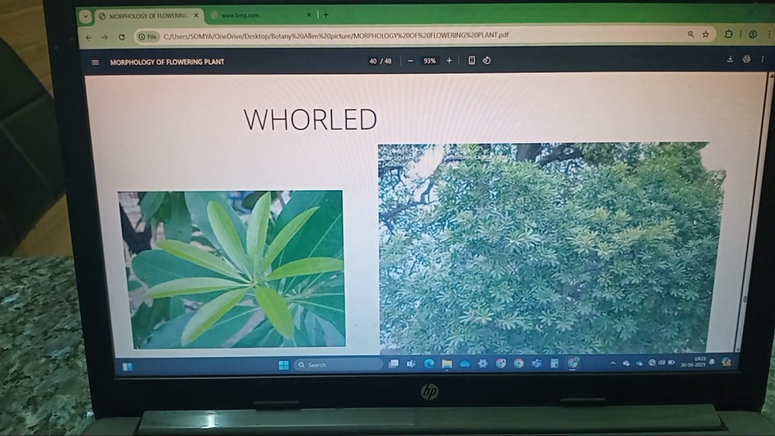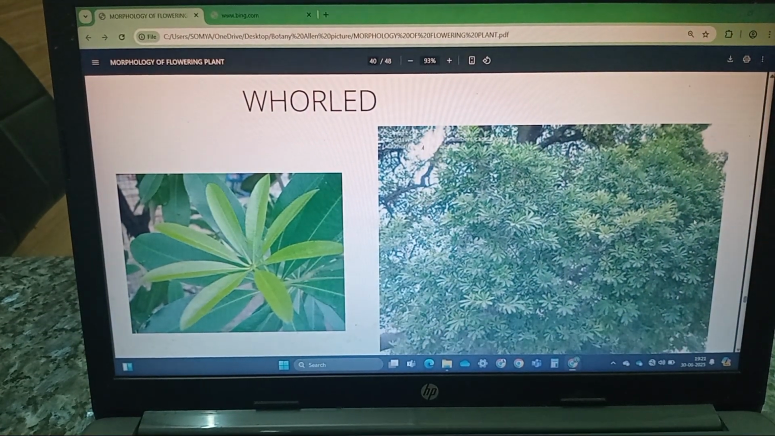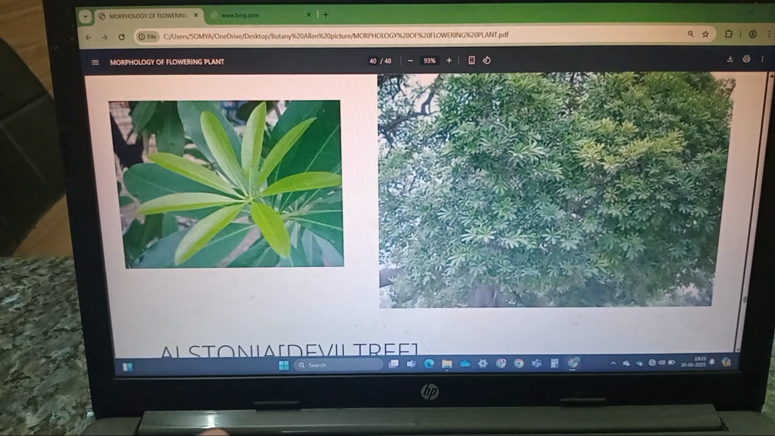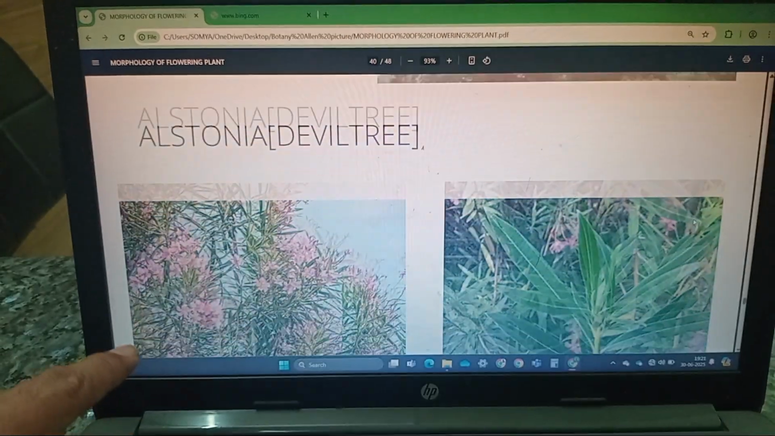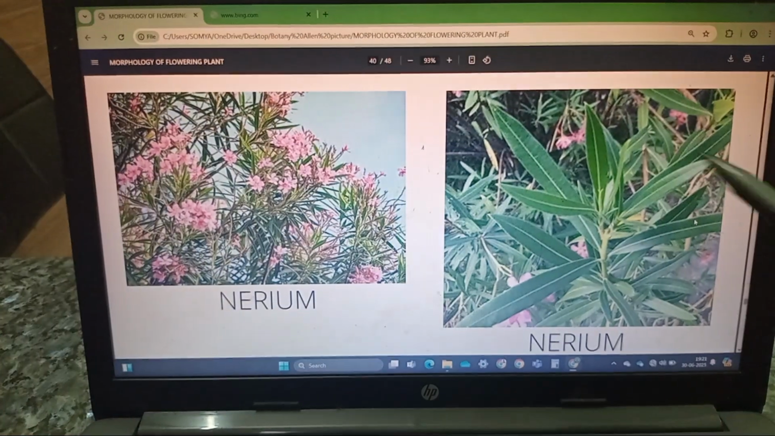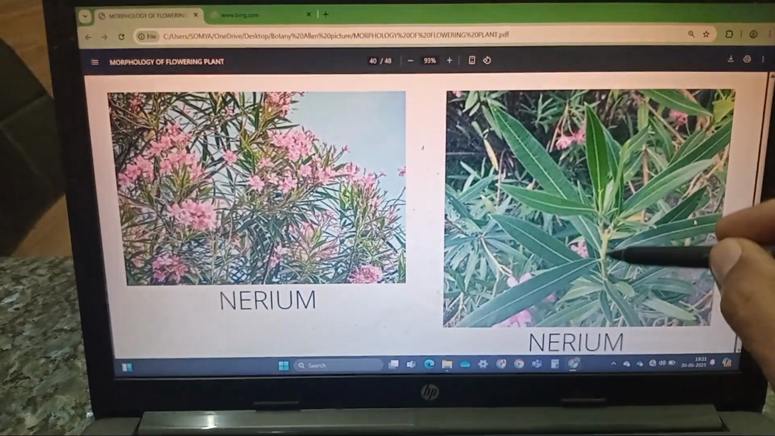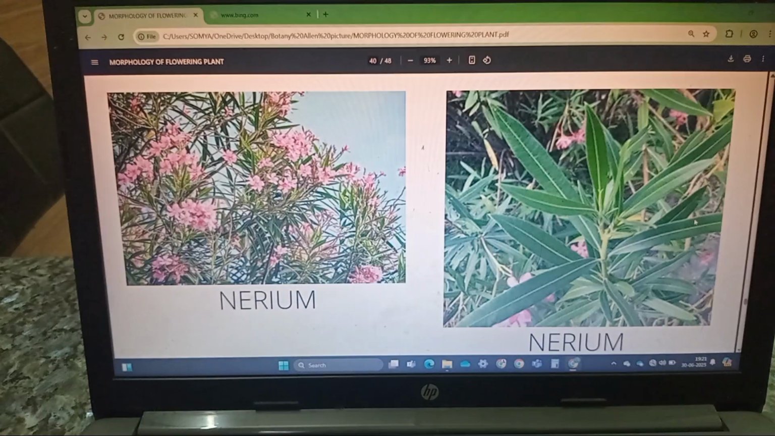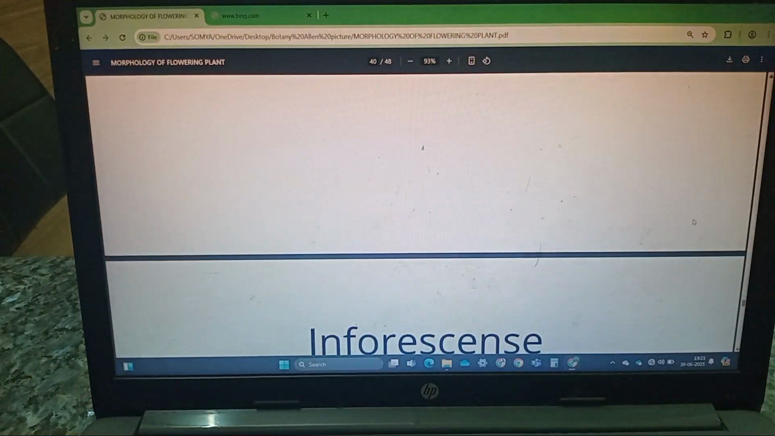The whorled phyllotaxy is found in this nerium. And this first is this Alstonia. Alstonia is the devil tree. You have seen this tree around here. This is nerium. In this is whorl. There are three leaves originating at the same point. This is nerium with whorl phyllotaxy. So thank you.